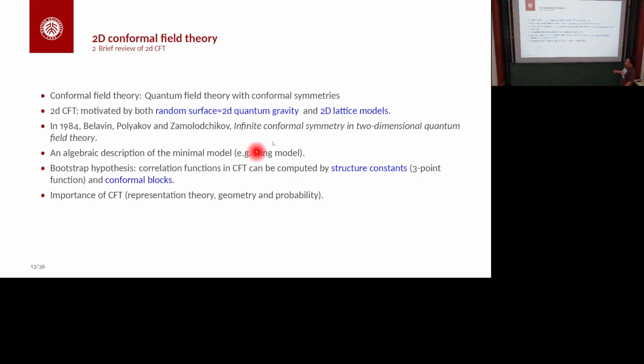Also, here is some background on CFT. 2D CFT is motivated by random surfaces, like LQG, and 2D lattice models. And there is also an algebraic story for the CFT. CFT has recently become more and more important and interacts with lots of areas in math, like representation theory and geometry, and also probability.